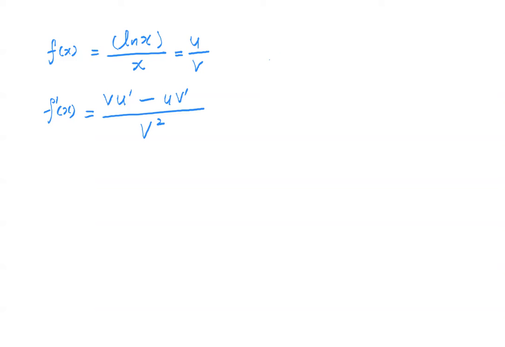Okay. So first timer, you write down your u, that is ln x. You write down the v, which is x. Now you start to differentiate. Find the rate of change of u and rate of change of v. Then put everything into this formula. Are you clear?